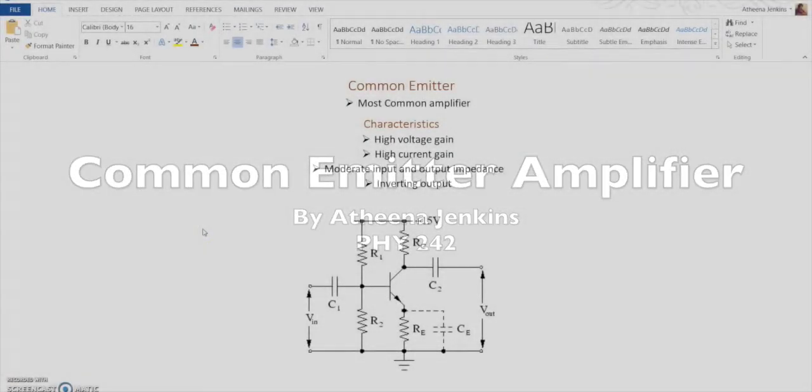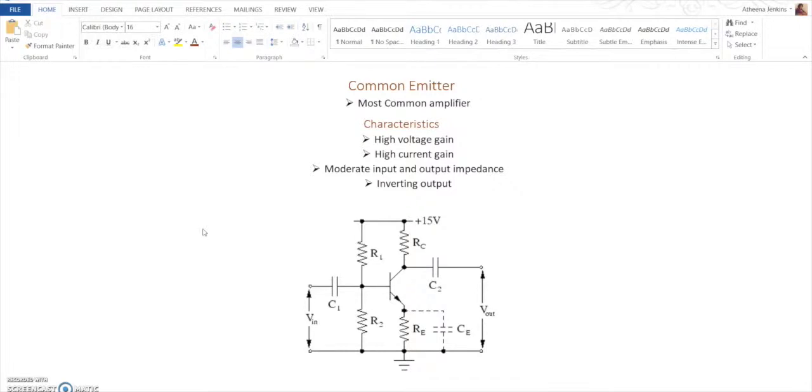This is Athena. I'm coming to you with a tutorial on a common emitter circuit. This is not a building tutorial. I'll only be going through the characteristics, configuration, and common uses of an emitter. In other words, this will only serve as an introduction to this type of circuit.